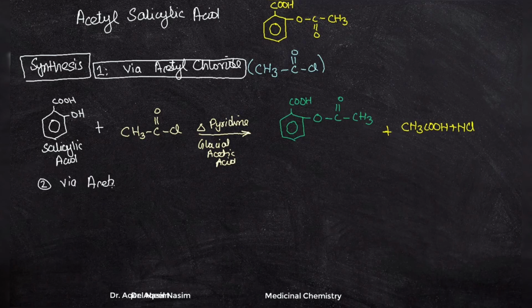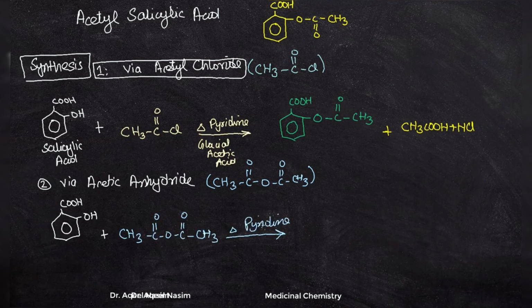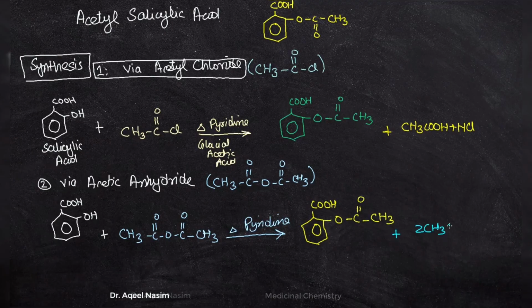Now let's discuss the second pathway, that is via acetic anhydride, CH3C double bond O C double bond O CH3. The starting compound for the synthesis is again salicylic acid along with the addition of acetic anhydride. In the presence of pyridine, it gives us acetyl salicylic acid, C double bond OH O C double bond O CH3, and two molecules of CH3COOH. I hope it makes sense.